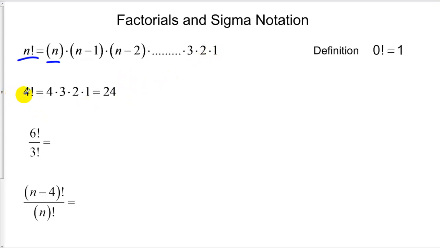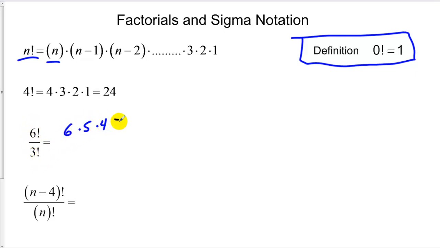You can see right here that 4 factorial is the same as 4 times 3 times 2 times 1, which is 24. And by definition, 0 factorial is defined to be 1. If I want to simplify 6 factorial over 3 factorial, that's not necessarily 2 factorial. It's 6 times 5 times 4 times 3 times 2 times 1 over 3 times 2 times 1, which in essence is 6 times 5 times 4, or 120.